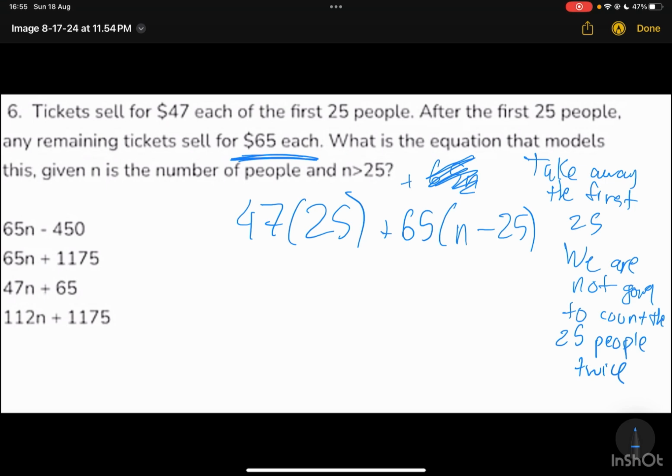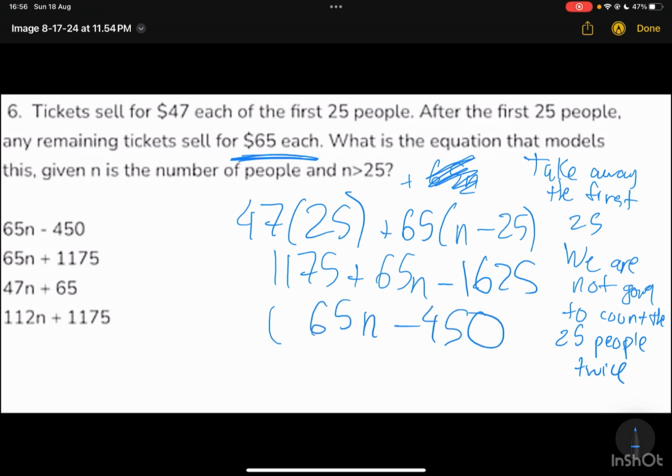Okay, let's put this in the calculator. 47 times 25, we're going to have 1175, plus 65n minus 65 times 25, which is minus 1625. So we're going to have 1175 minus 1625, we're going to have 65n minus 450. That's going to be the answer. So A is going to be the answer.